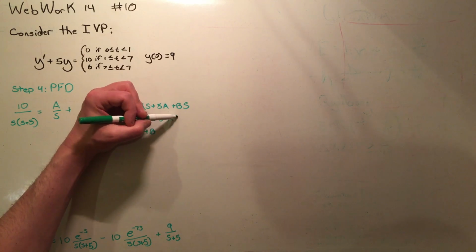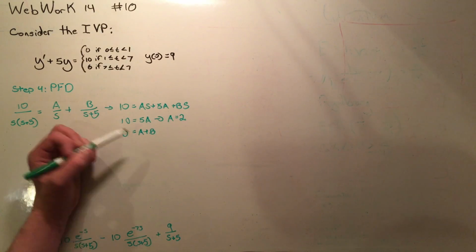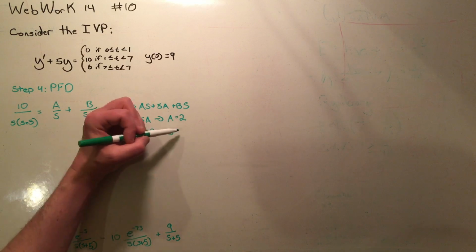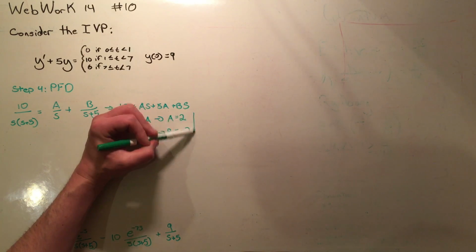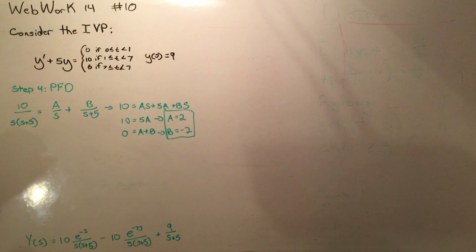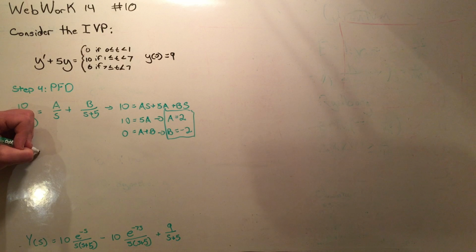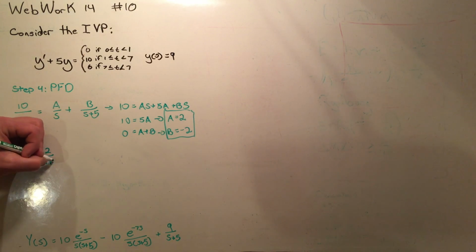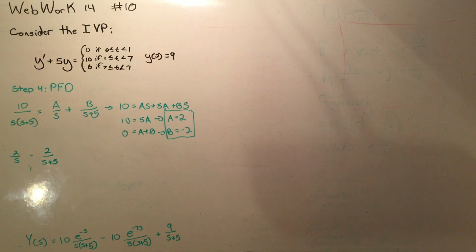So a equals 2, which if these are equal to 0, we know that b is equal to negative 2. So that's going to get us 2 over s and minus 2 over s plus 5. And we can go ahead and plug these back in, remembering that we've got these e to the negative s and e to the negative 7s out front.